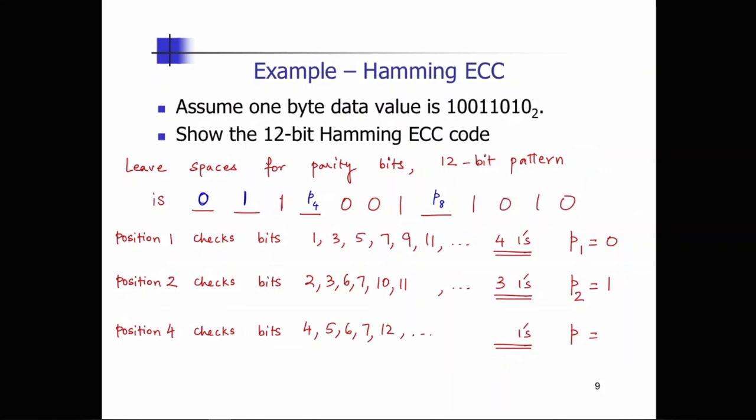So for the next one, I'll pick yellow for position 4. I'm going to start here. That's 4, 5, 6, and that's all I have, and then I have 12. So let's see. This is going to be just 1, 1. Which means I need P4 to be a 1 to make it even parity. So erase P4 location and fill up with 1.